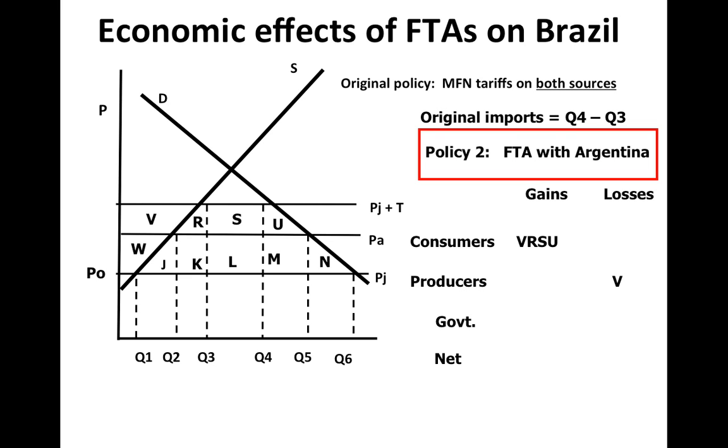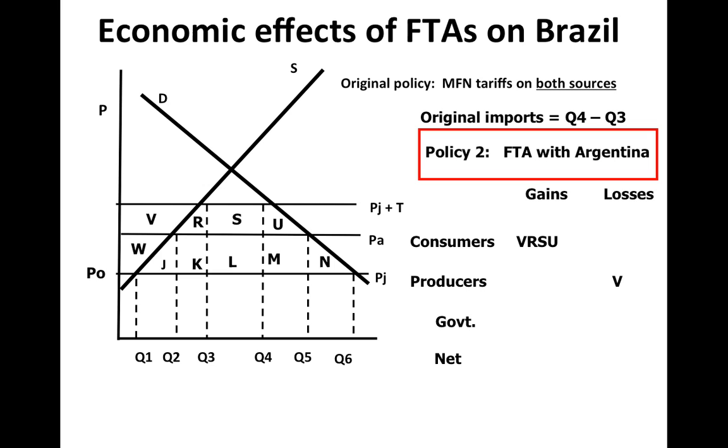Brazilian producers only gained V. Price didn't fall as much as under broad free trade or an FTA with Japan, but there are producer losses. Now the question is, what happens to government revenue?